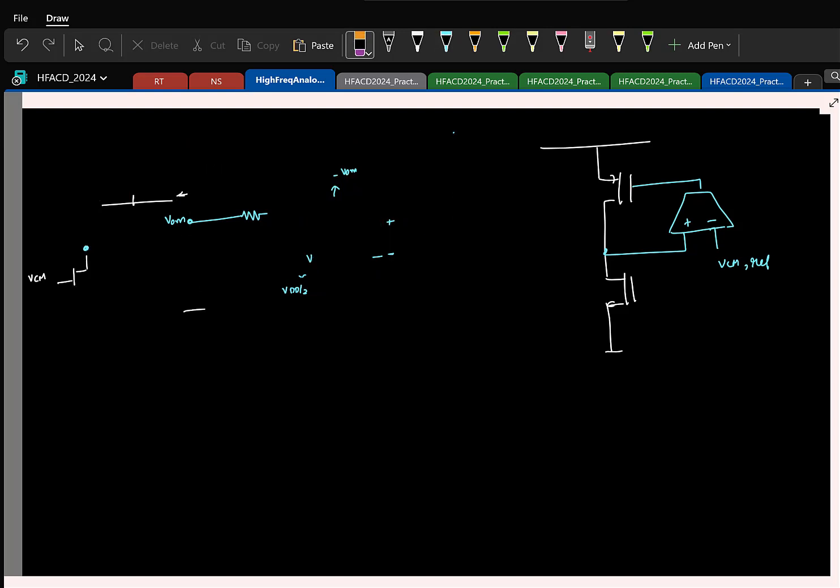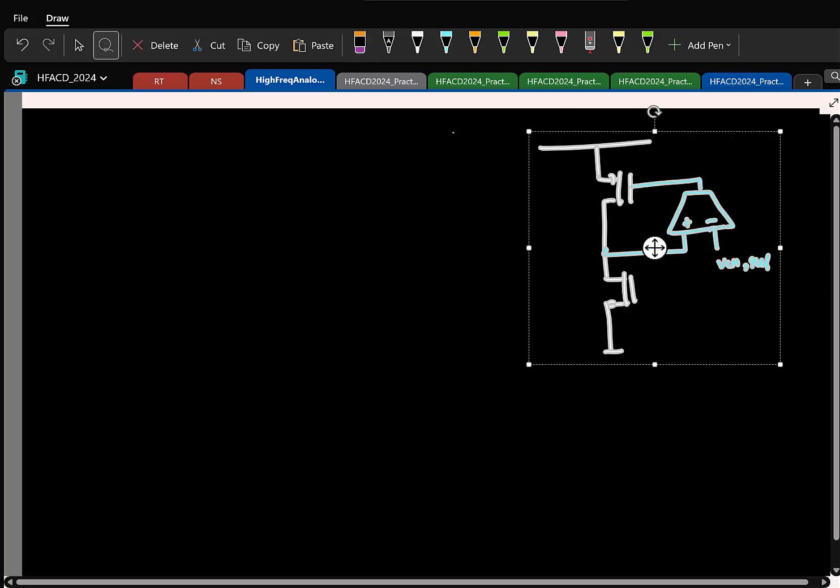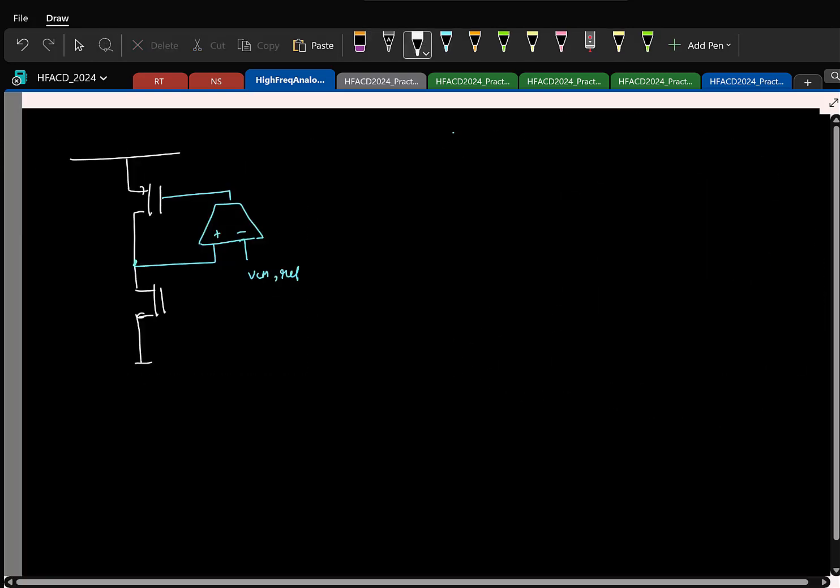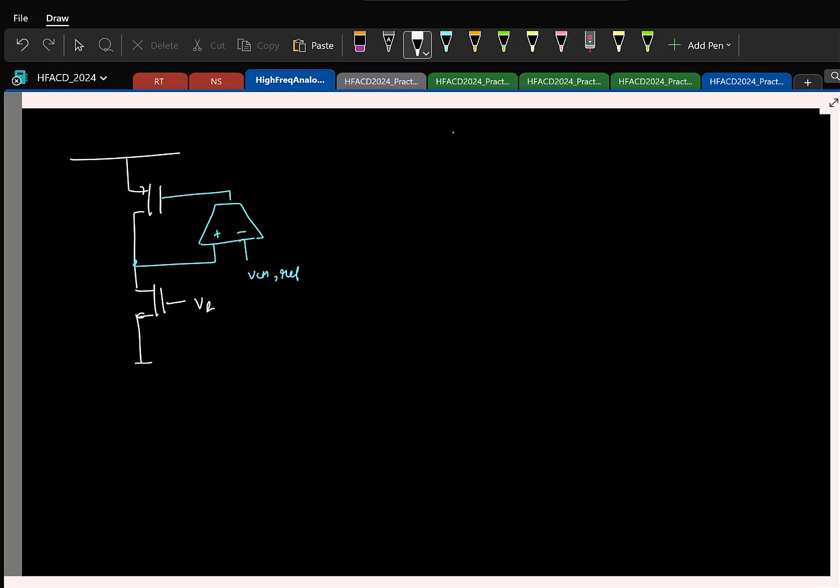I'll erase this now. Again, this is connected to some voltage, let us say some VB. Let me make some more space. I'll draw it like this.